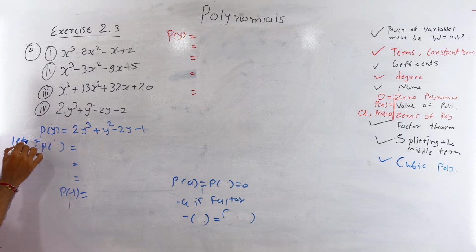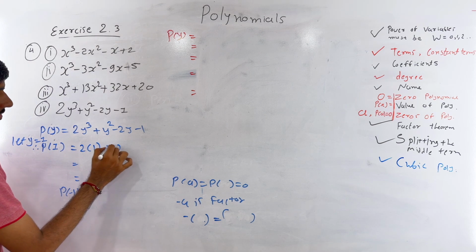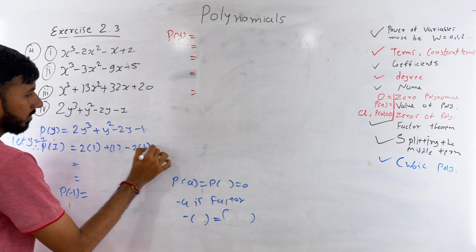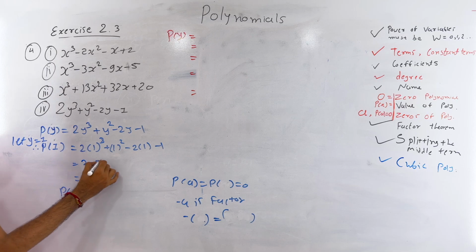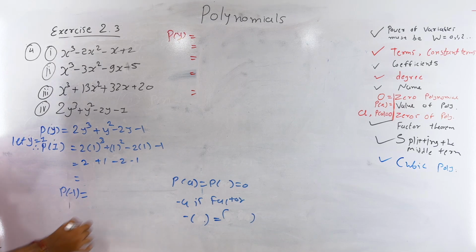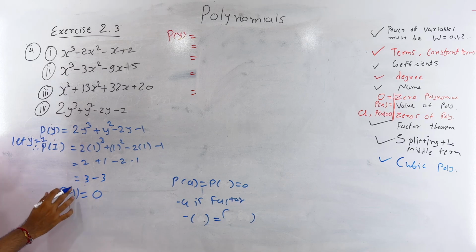So let me take y is equal to +1. So my p of 1 is equal to 2 bracket 1 plus 1 minus 2 bracket 1 minus 1, right? Here I have cube and square. Now this will be 2 plus 1 minus 2 minus 1. So my answer will be 3 minus 3. So I get p of 1 is equal to 0, right?